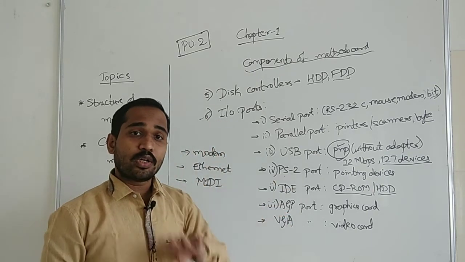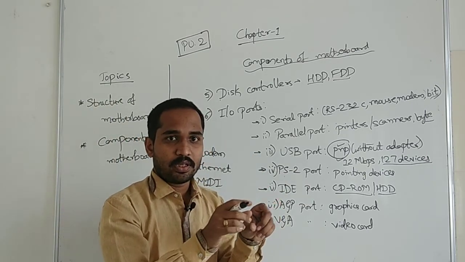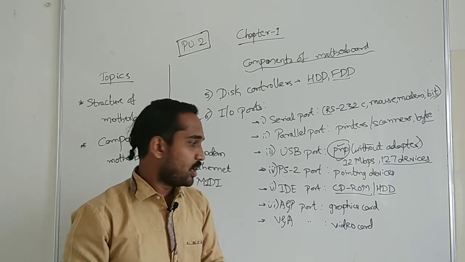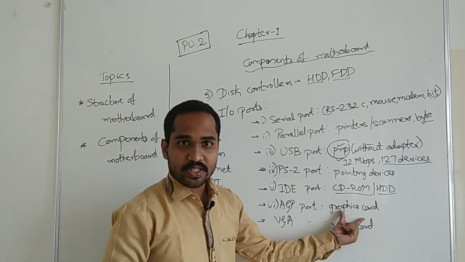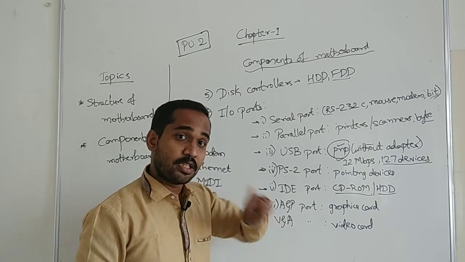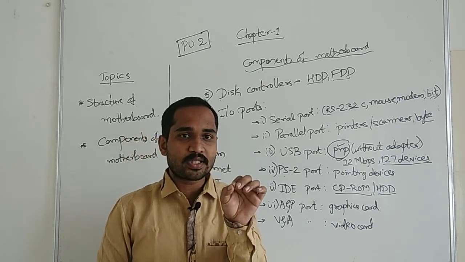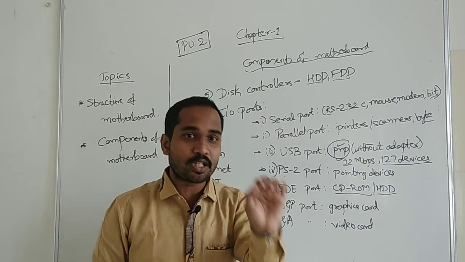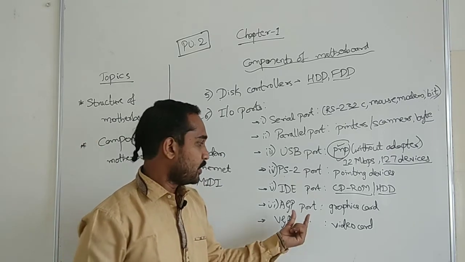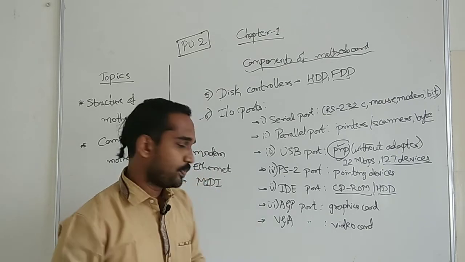And AGP, this already you have seen. See, AGP slot was there. Means you were inserting the graphic card in it. If you want to use an external graphics card, that has to be connected to AGP port. AGP slot is different, AGP port is different. If the inbuilt graphics card is there, that is inserted in AGP slot. If the external graphics card has to be connected to the computer, that has to be connected using AGP port. This is the meaning.